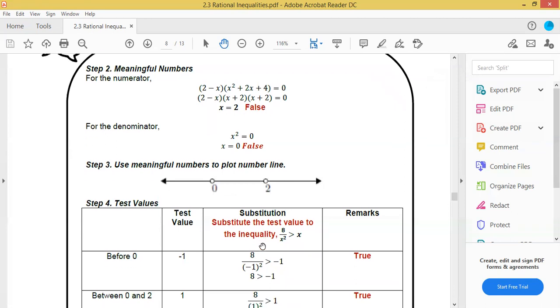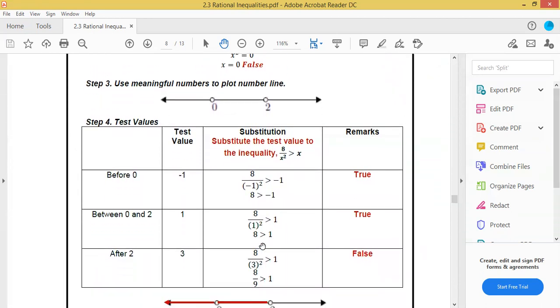We plot with test values. Before 0, that could be negative 1. Between 0 and 2, that can be 1. And after 2, that can be 3. When you substitute it, you realize that the first one is true. 8 is greater than negative 1. The second one is still true. 8 is greater than 1. But the last one, 8 over 9, 8 ninths greater than 1 is false.